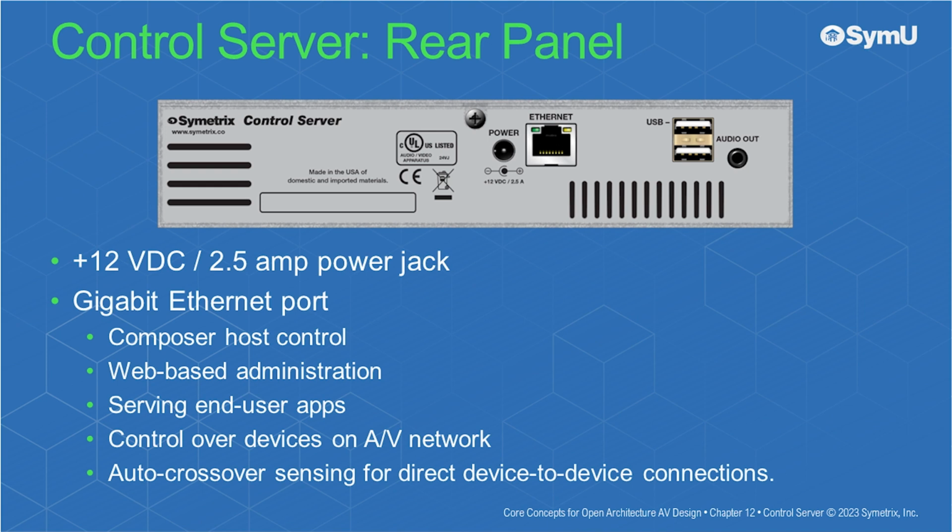The rear panel has a 12 volts DC 2.5 amp power jack and a gigabit Ethernet port for Symetrix Composer host control, web-based administration, serving of end-user apps, and control over devices on the AV network. The Ethernet port also features auto crossover sensing for direct device-to-device connections.